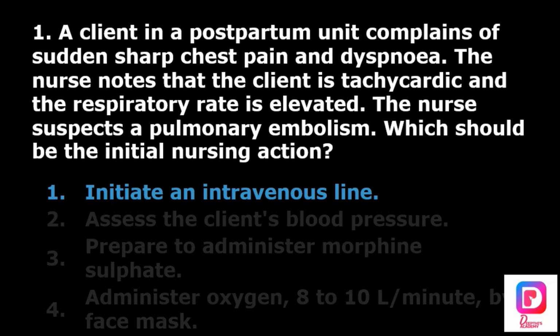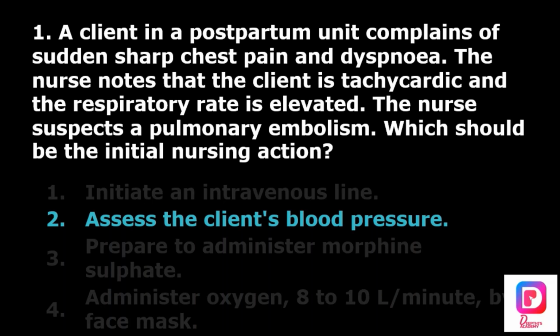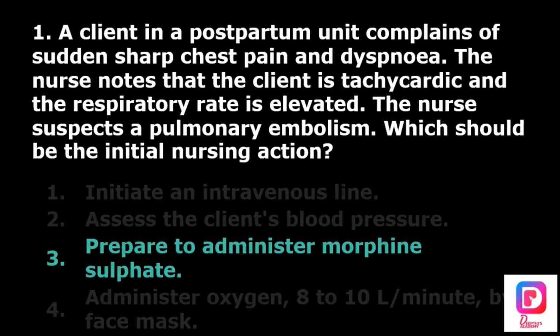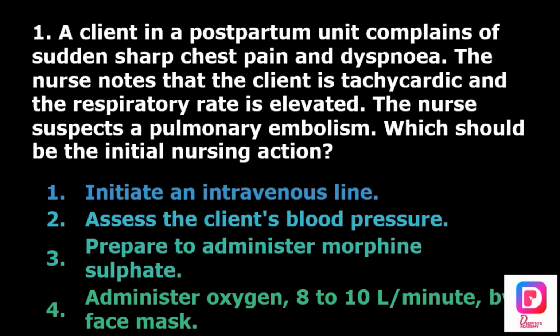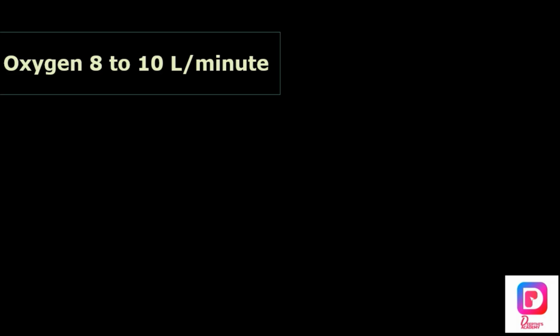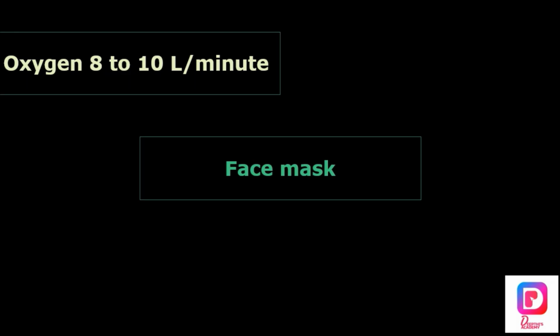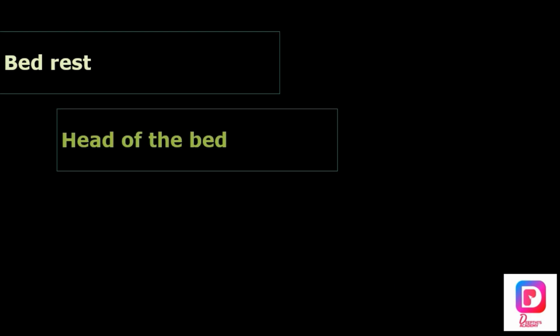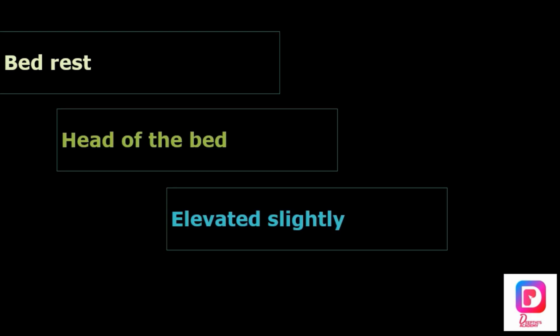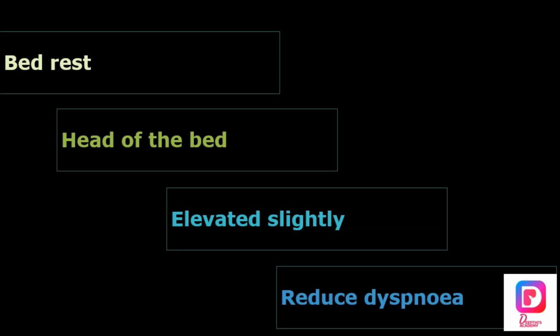Option number 1, initiate an intravenous line. Option 2, assess the client's blood pressure. Third option, prepare to administer morphine sulfate. And the last option is administer oxygen 8 to 10 liters per minute by face mask. If pulmonary embolism is suspected, oxygen should be administered at 8 to 10 liters per minute by face mask. The oxygen is used to decrease hypoxia. The client is also kept on bed rest with the head of the bed slightly elevated to reduce dyspnea.